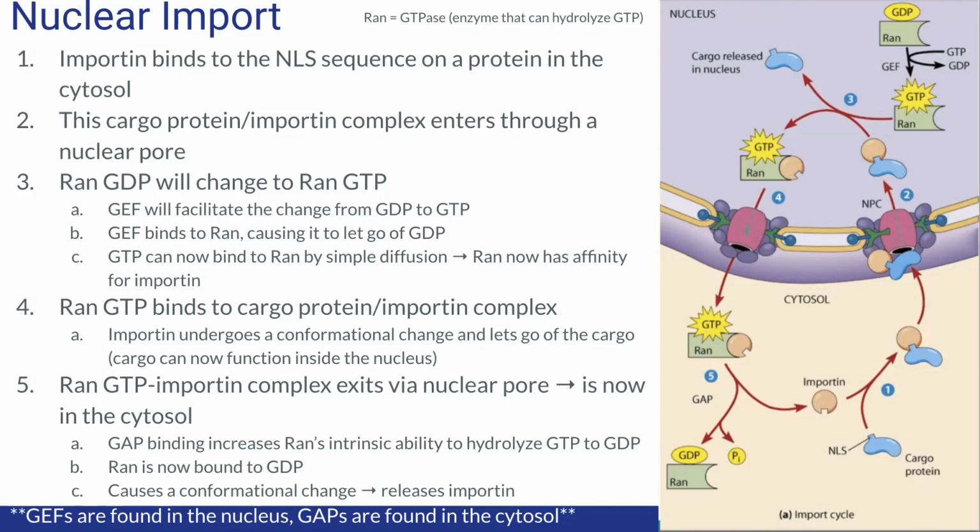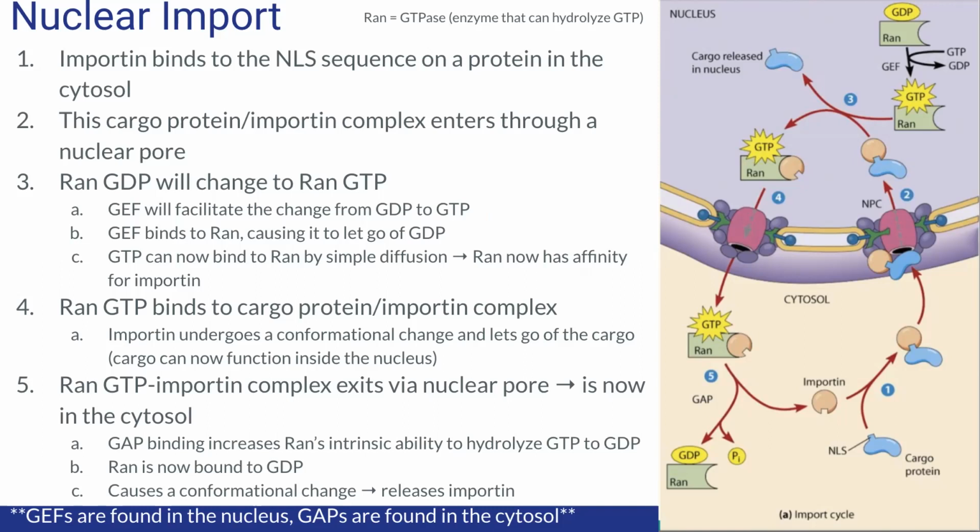So for nuclear import, we start in the cytosol. We have a cargo protein that has its nuclear localization sequence that's going to be on the outside of the fully folded protein, as I mentioned before. Importin is a protein that's going to recognize that sequence, bind to it, and then enter the nucleus through this nuclear pore complex.